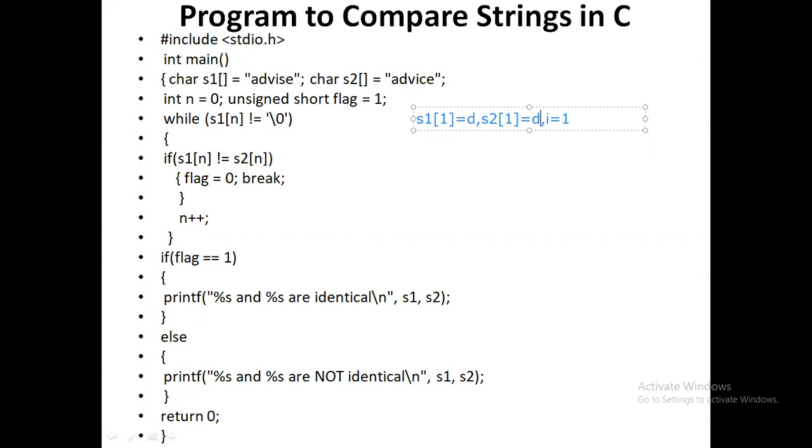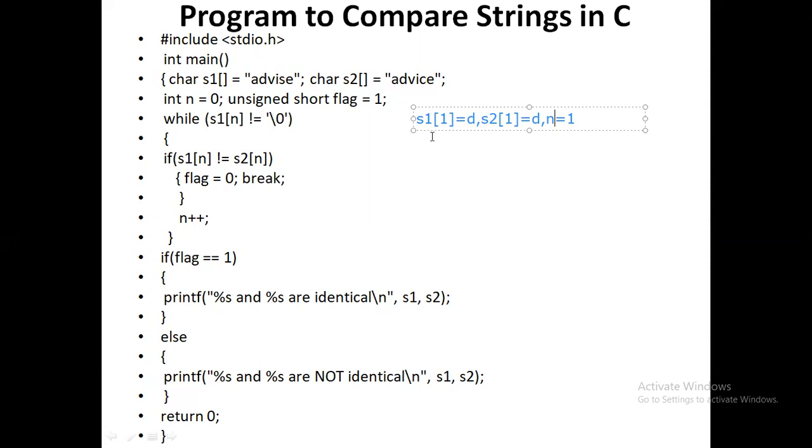So again I will increment n. That is, n is equal to 2. Now in the next step, n is equal to 2 means S1 of 2 is V, and S2 of 2 is also V. So both are the same. Next, S1 and S2 of 4.